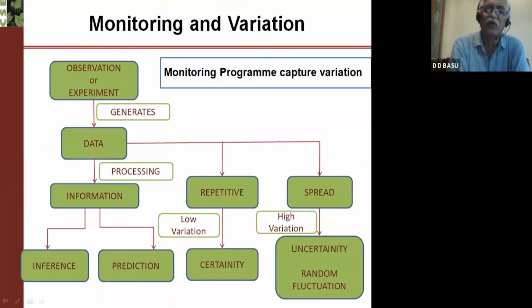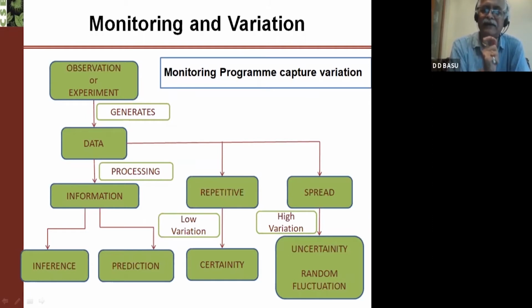Next, we are saying what monitoring is actually doing. A monitoring program captures the variations. If you set up an observation or experiment, it generates data, and when you process the data, you get information. From the information we come to a conclusion, either the inferences of the experiments, or we can predict the phenomena for the future. If the data is repetitive, then we have a low variation. That means the data is precise with a very low range. It is a low variation and it attains certainty.